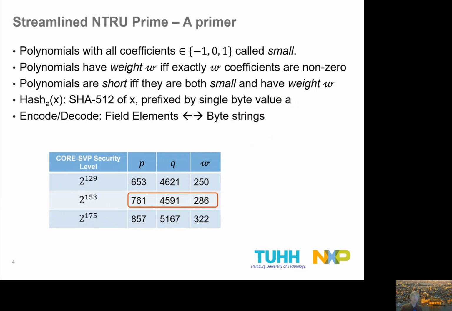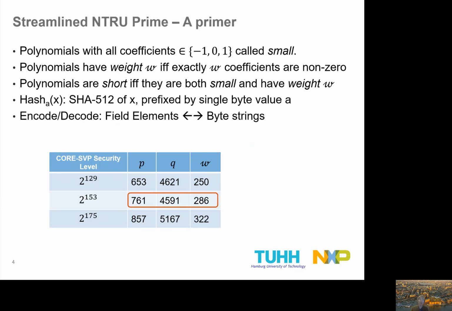Some definitions. A polynomial where all coefficients are either -1, 0, or 1 is called a small polynomial. Polynomials have weight w if exactly w coefficients are non-zero. And polynomials are called short if they are both small and have weight w.